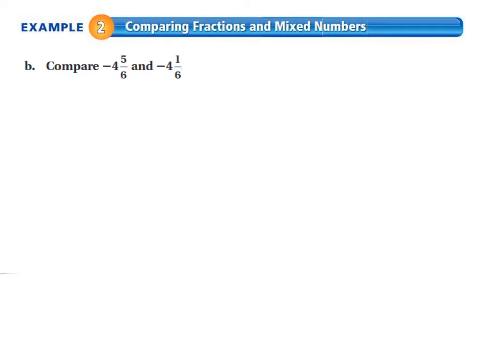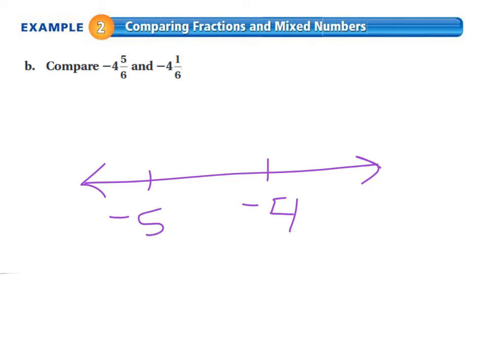Here we are comparing again, so I'm going to draw another number line. I'm only going to draw part of the number line though, because I only need this little part that's between like -4 and -5. I don't need to draw all the rest of it. So they're both with 4 and a denominator of 6, so I can divide this up into 6 pieces. And here I have -4 and 5/6. So -4 and 5/6 is going to be right here. And -4 and 1/6 is right here.